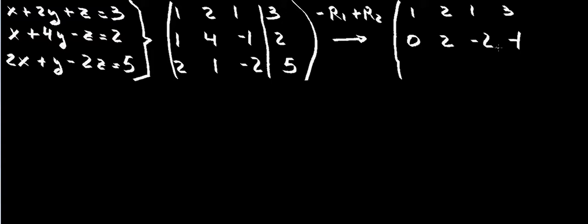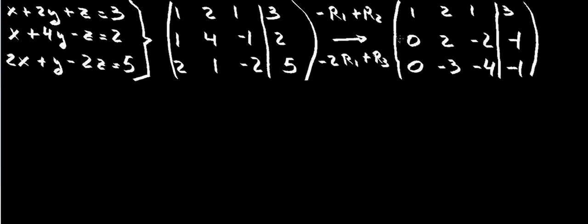Now for the third row, I'm going to do another step here between this one and this matrix here. I want to get a 0 in this position here. I have a 2, so I'm going to do minus 2 times row 1 plus row 3 is going to be our new row 3. So we're going to have minus 2 plus 2, 0. Minus 2 times 2 is minus 4, plus 1 is minus 3. Minus 2 times 1 is minus 2, minus 2, minus 4. Minus 2 times 3 is minus 6, plus 5, minus 1.